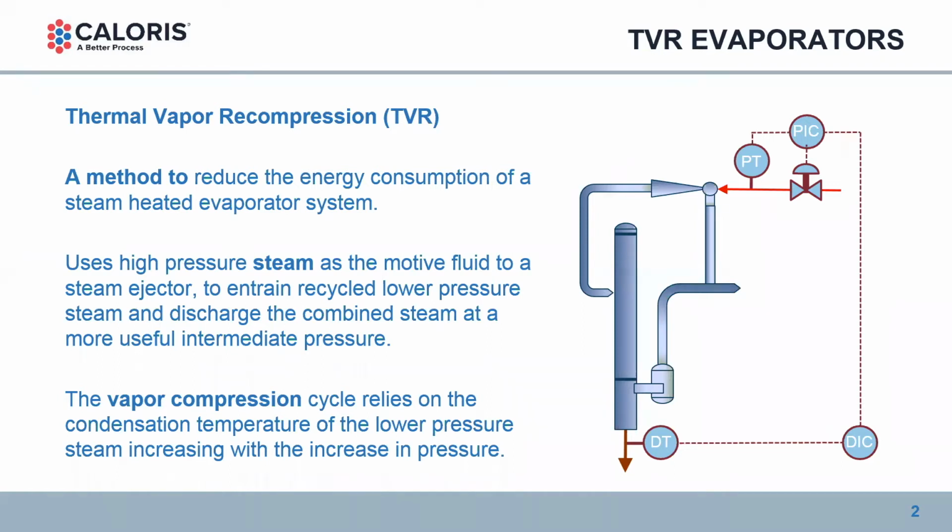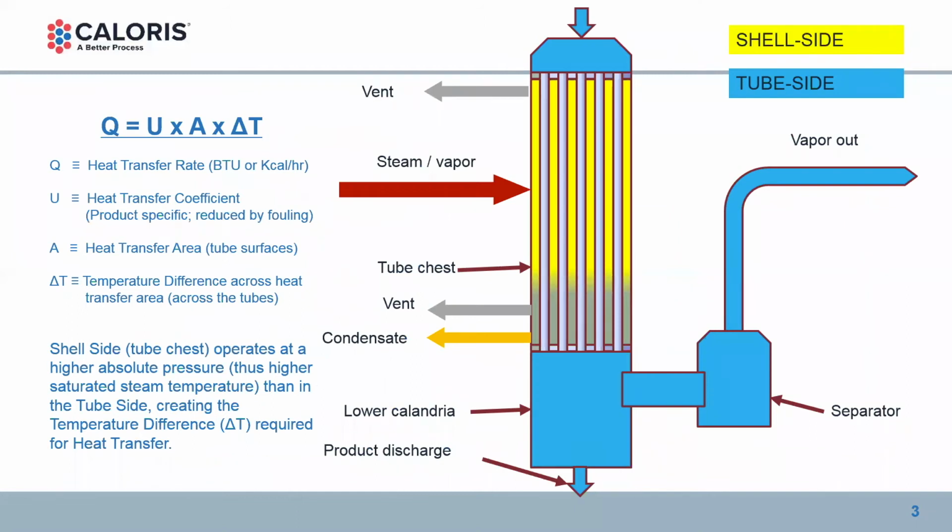The purpose of a TVR, thermal vapor recompression, is we use a high pressure steam source as the motive fluid in an ejector, and entrain a recycled low pressure steam source, typically water vapor that's been evaporated from a product. Then we discharge that combined steam and recycled low pressure vapor at an intermediate pressure, so we can use it as a condensing steam source. The vapor recompression cycle relies on the condensation temperature of the lower pressure steam increasing as we go to the higher pressure.